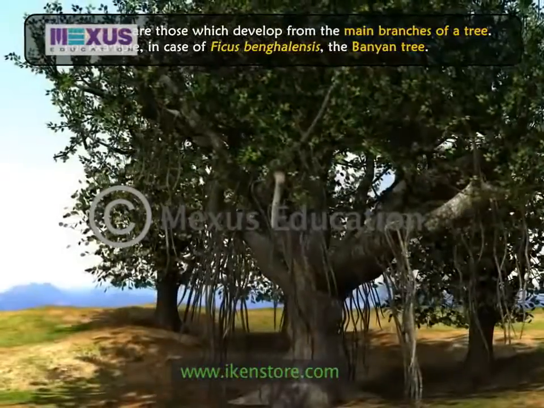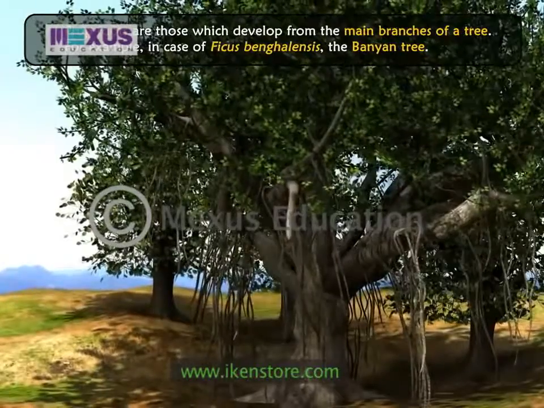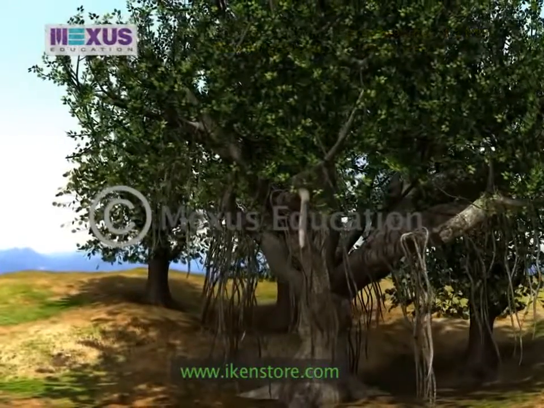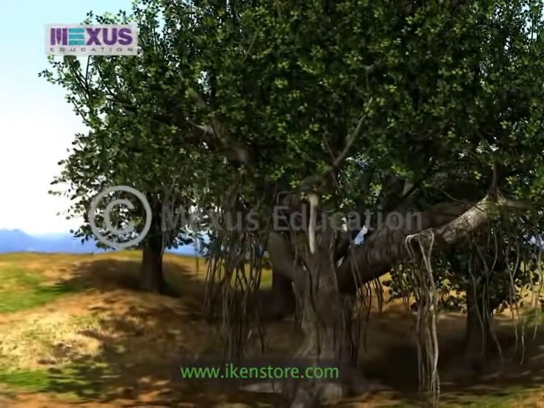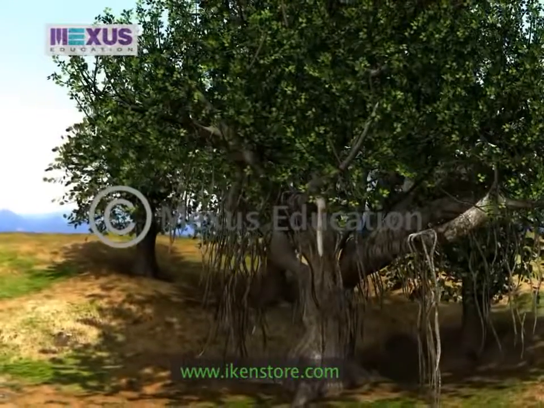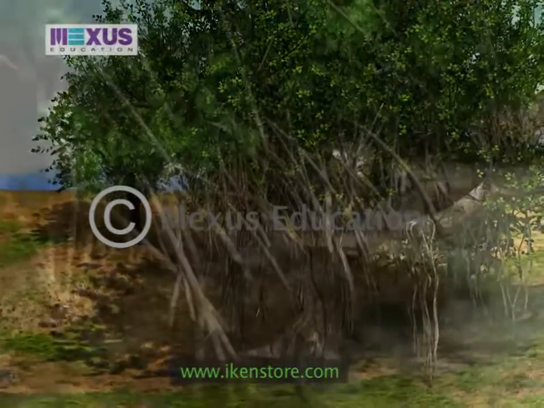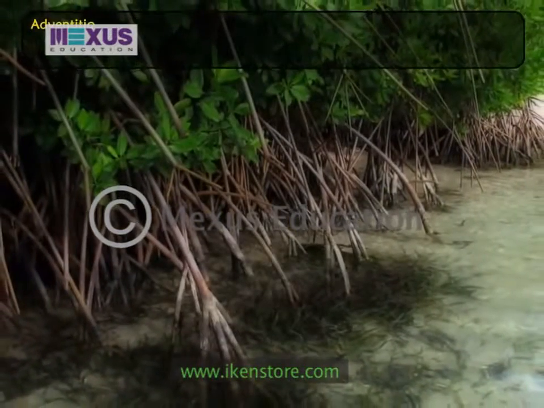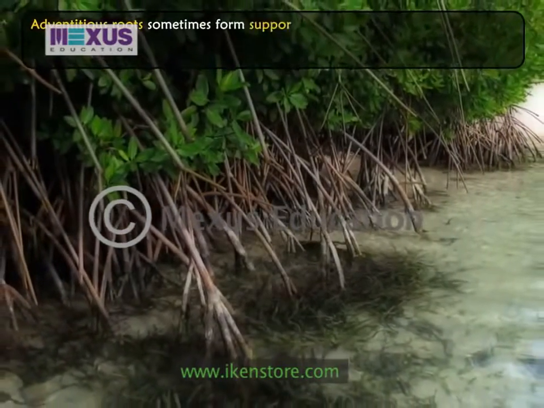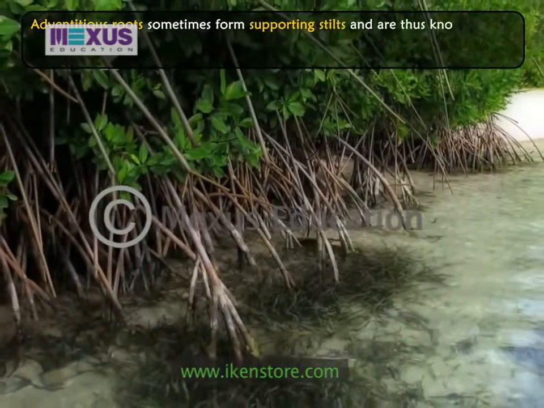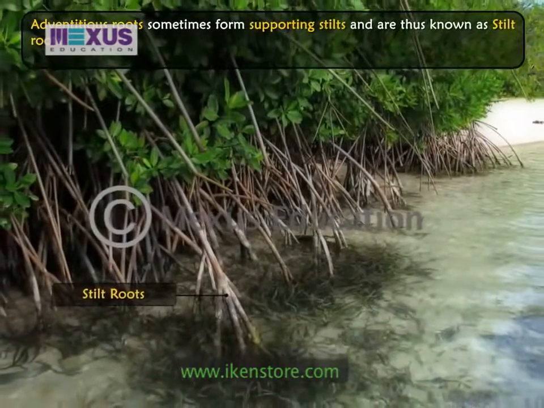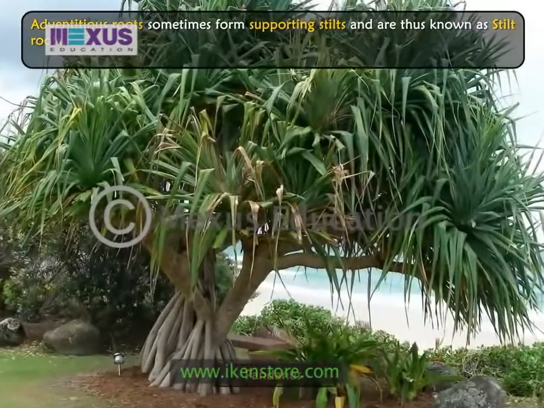As the roots grow old, they increase in thickness due to secondary growth and give support to the branches, which continue their horizontal growth, producing more prop roots at intervals. Adventitious roots sometimes form supporting stilts and are thus known as stilt roots. For example, in case of Pandanus.